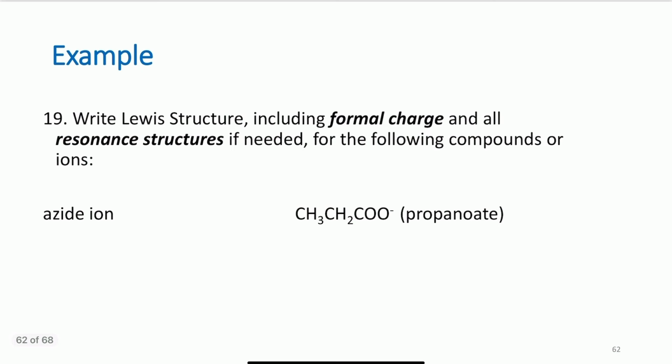Okay, the azide ion. Azide is one that, for whatever reason, is hard for me to remember. N3- is your azide ion. You've got 3 nitrogens, so 15 valence electrons there, plus a -1 charge, overall 16 valence electrons. We do have a resonance structure for this. Because you've got 3 nitrogens bonded together, overall 16 valence electrons, we can write this a couple different ways. We can do 2 double bonds.